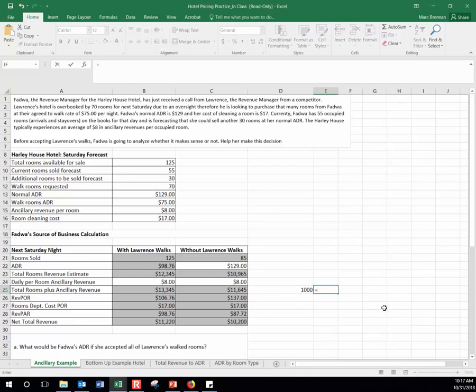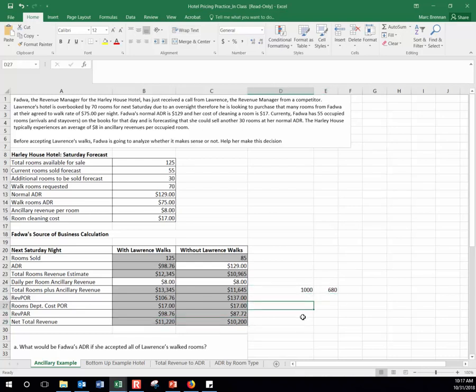Without my walks, I have 11,645 minus just my room revenue, I had 680. So if you take a look at the difference here, I'm going to make about $1,000 more in net total revenue with these walks, accepting these walks. 680 of that amount, or sorry, 320 of that is going to be just for my ancillaries. So about a third of that amount is going to be for my ancillaries.